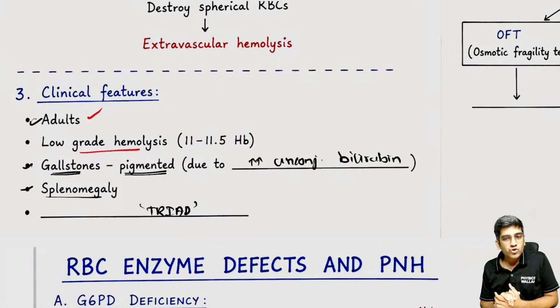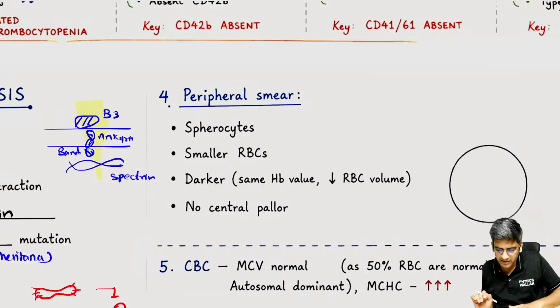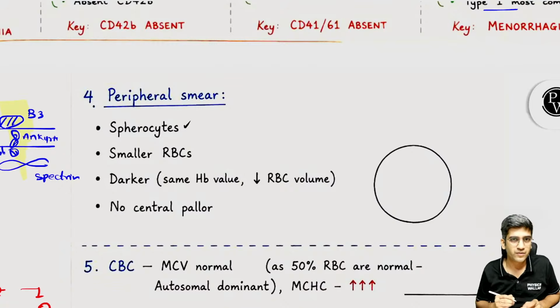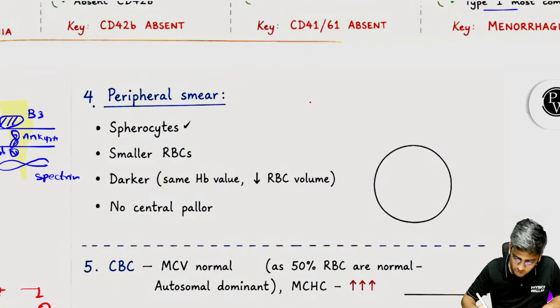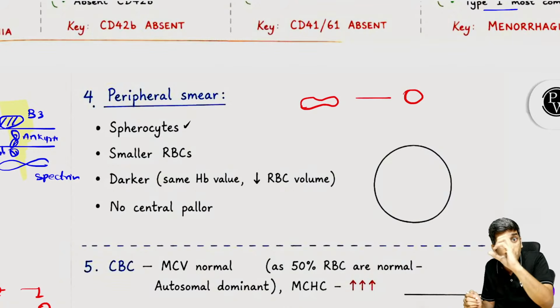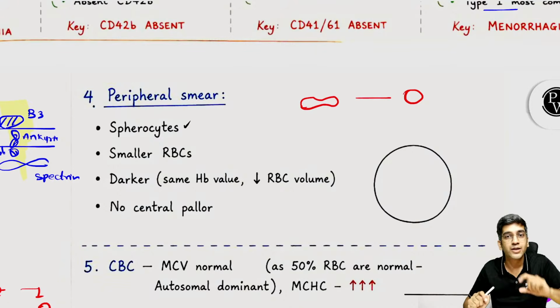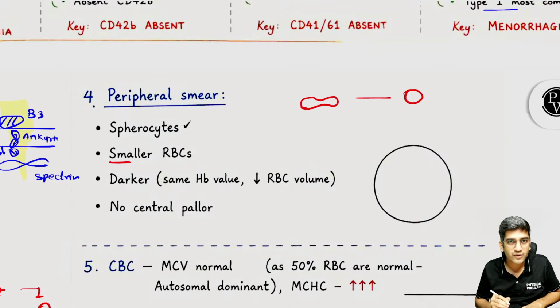What will I see in the microscope? Very simple finding, right? I'm going to see spherocytes. In the peripheral smear, you'll see spherocytes. How do you identify spherocytes? My normal RBC was like this. Now it has become circular. When it becomes circular, first it will become smaller because someone was pulling it, right? No one to pull, so it becomes smaller. Smaller RBCs, they have become spherical RBCs, right?